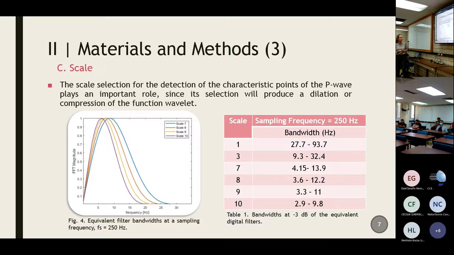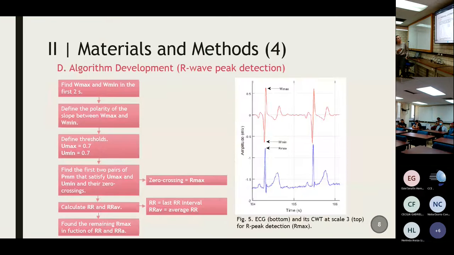Here we can see in Figure 4 the equivalent filter bandwidth at a sampling frequency of 250 Hertz. And in Table 1, we can see the bandwidth at -3 decibels of the equivalent digital filters in the scales 1, 3, 7, 8, 9, and 10. For scale number 8, we have 3.6 to 12.2. For 10, we have 2.9 to 9.8.